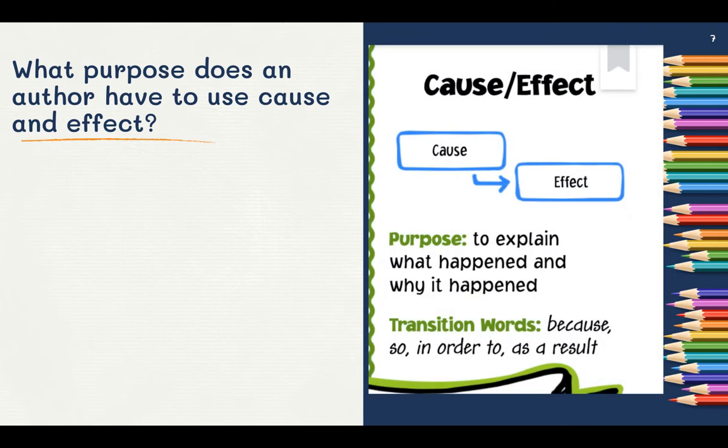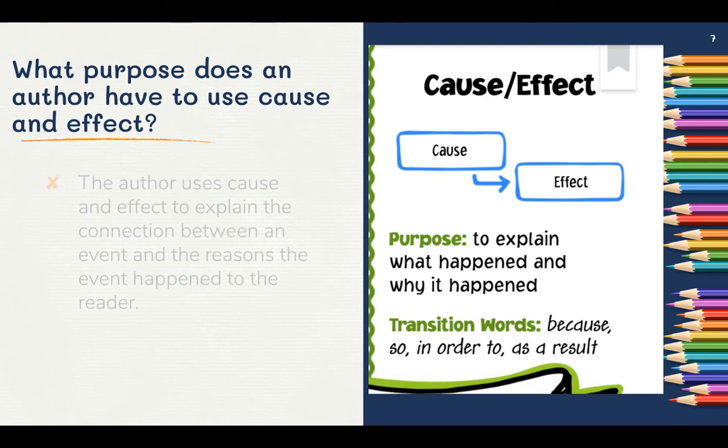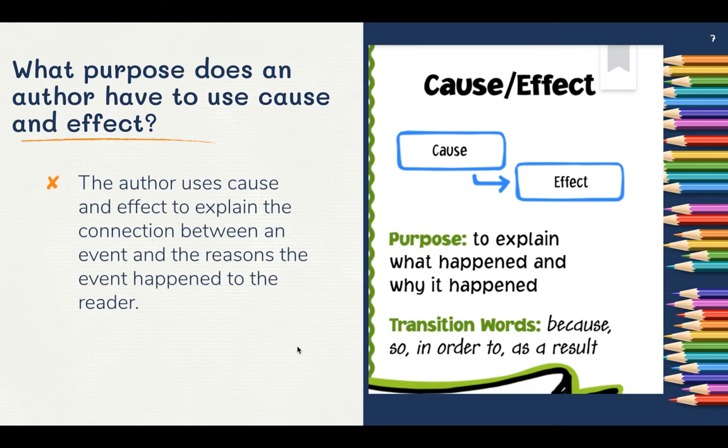Our main focus today is cause and effect text structure. If you wrote down that the purpose of cause and effect text structure is to explain what happened and why it happened, then you are correct. The author uses cause and effect to explain to the reader the connection between an event and the reasons that the event happened. Whenever you see words such as because, as, so, in order to, as a result, or any others like this, these can be clues that the author may be using cause and effect text structure, so pay close attention when you see these words.